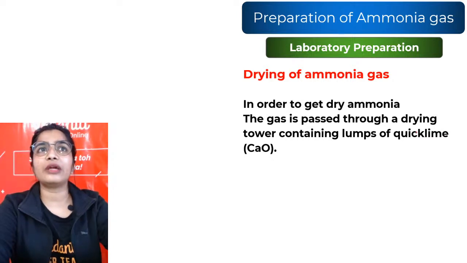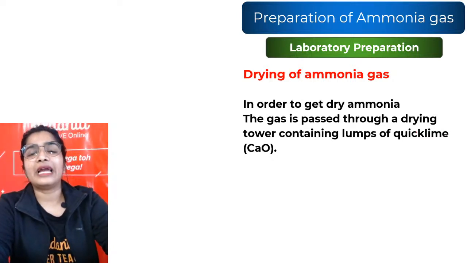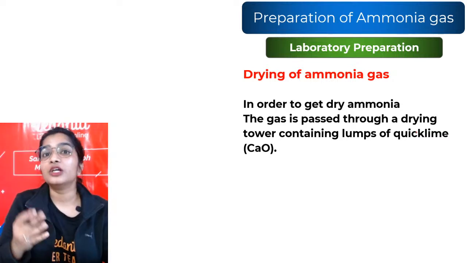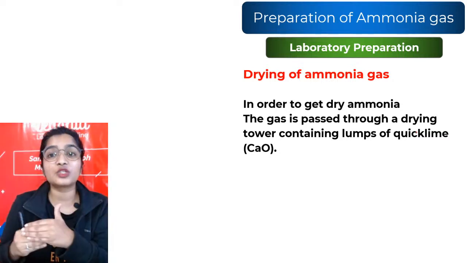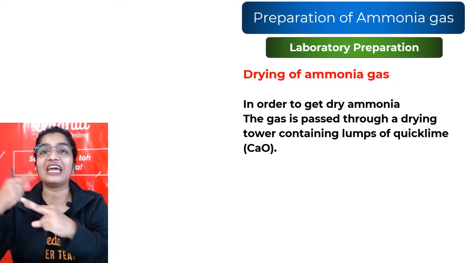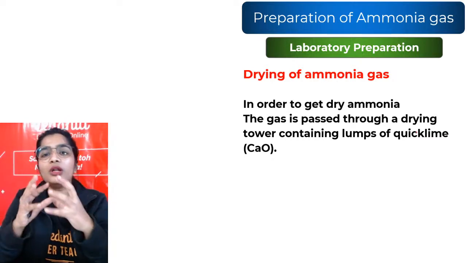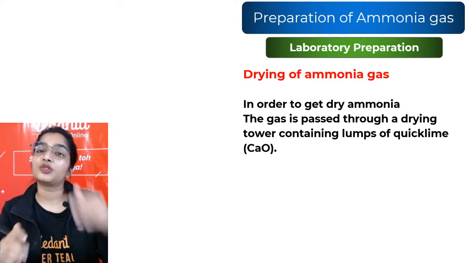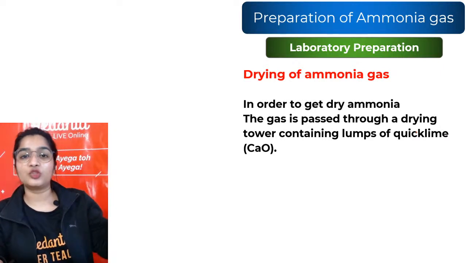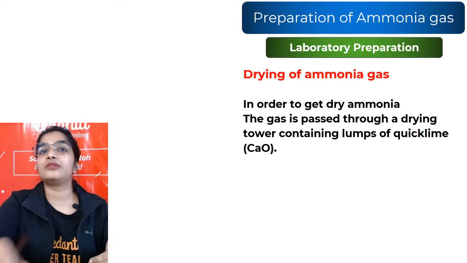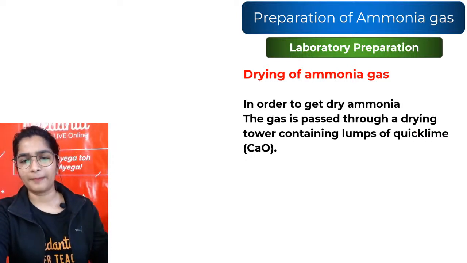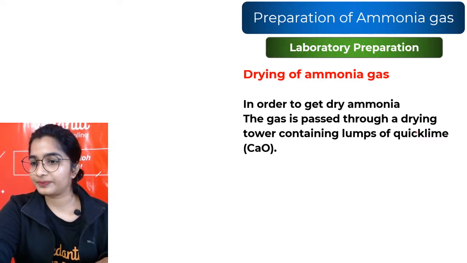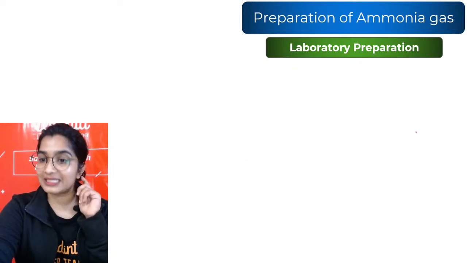There are other drying agents too, like sulfuric acid or calcium chloride. Why don't we use them? Because they do react with ammonia, but we want the CaO not to react with ammonia, just to absorb the moisture. That is the reason we preferably choose calcium oxide as the drying agent and not other compounds. Yes, CaO is quicklime.